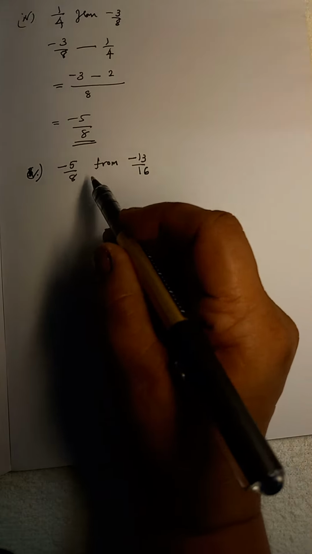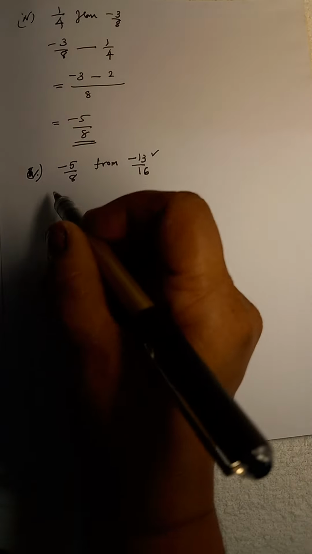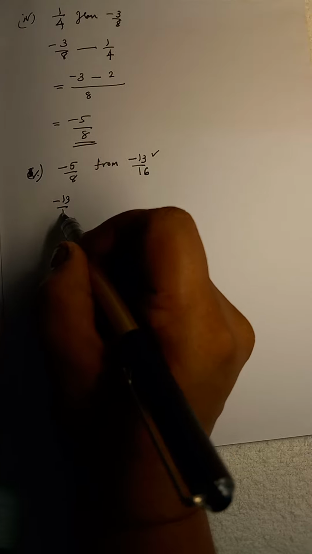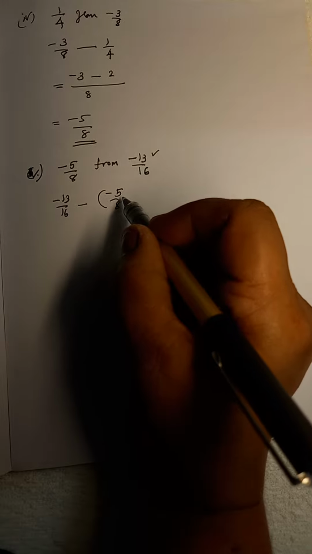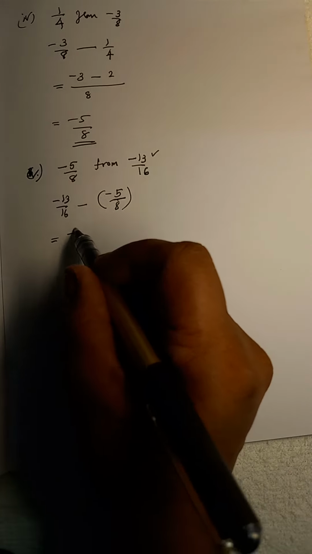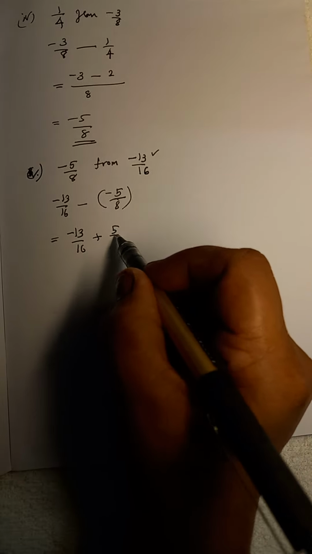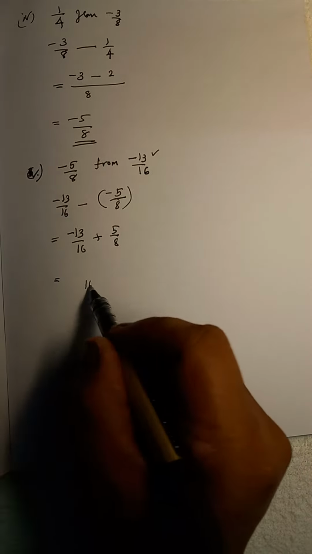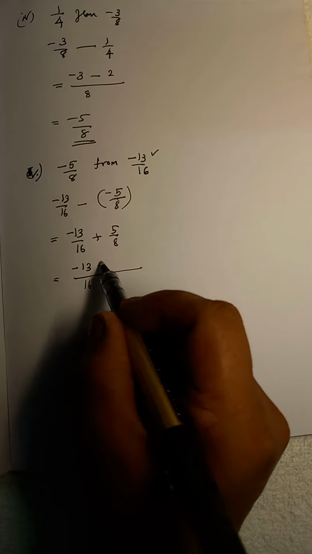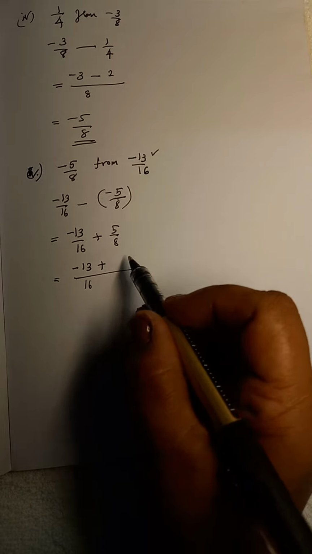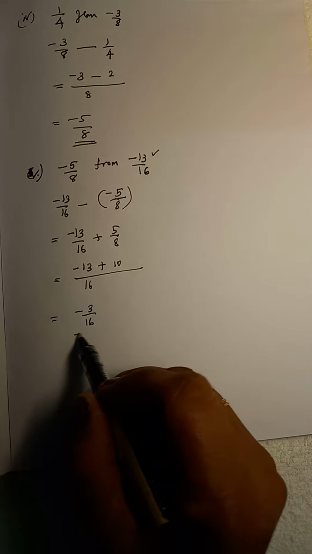Now the fifth question is subtract minus 5 by 8 from minus 13 by 16. So we have to write this at first. So minus 13 by 16 minus minus 5 by 8 in brackets. So this is equal to minus 13 by 16, minus into minus is plus 5 by 8. Here the LCM is 16. So 16 by 16 is 1, 1 into minus 13 is minus 13 plus 16 by 8 is 2, 2 into 5 is 10. So the answer is minus 3 by 16.